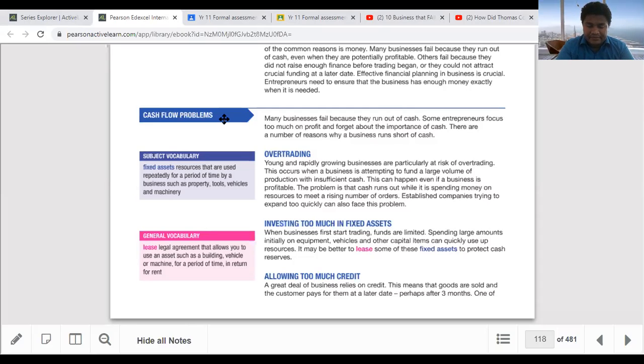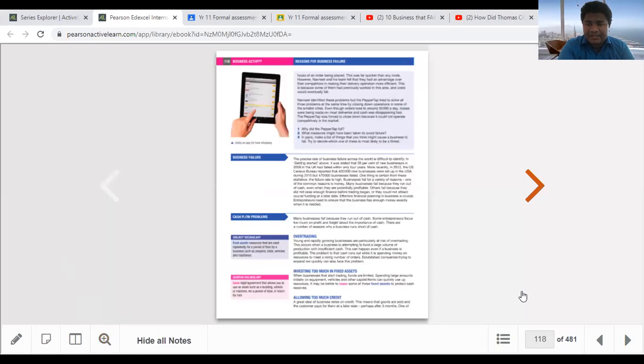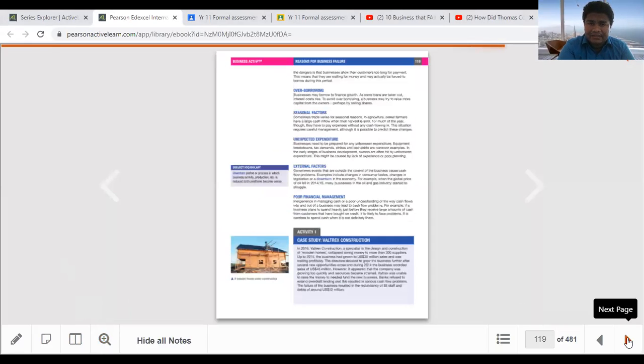Cash reserves and everything are really important, so you protect the cash reserves from these fixed assets. The other one is allowing too much credit. Having too much credit to customers is another reason you can see now.